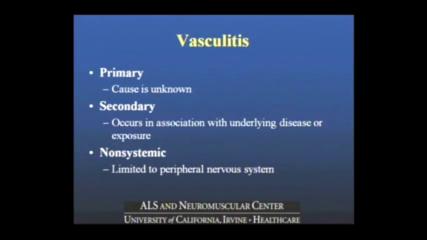I can see that these topics have already been discussed: the primary and secondary vasculitides. The secondary vasculitides are things like hepatitis C or medication-related vasculitic neuropathies. But there's an entity called non-systemic vasculitis, and those are the cases that the neurologist would see. Those are people who have problems of their peripheral nerves due to vasculitis, but no other organ system is involved. So it's a very limited form of vasculitis.